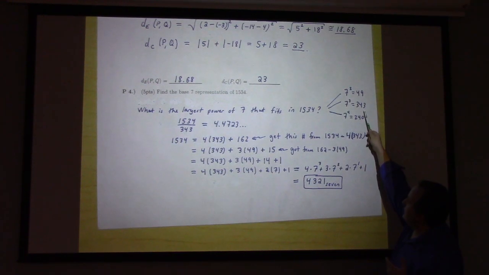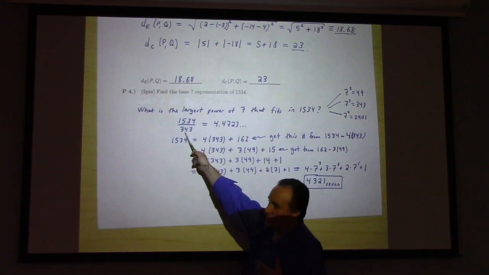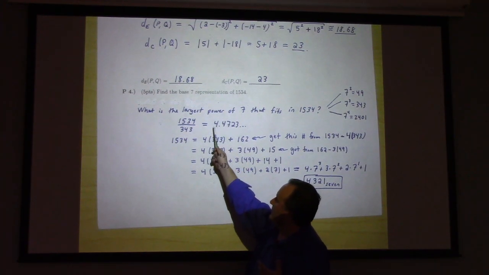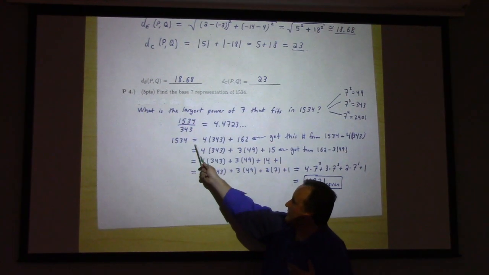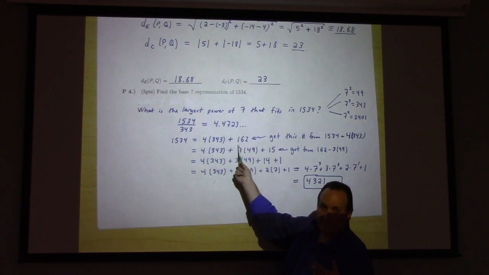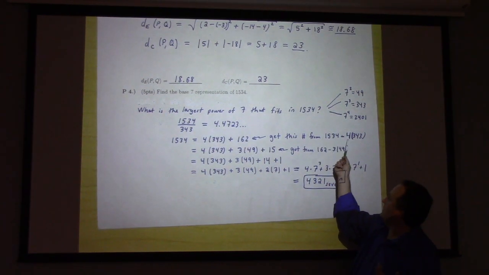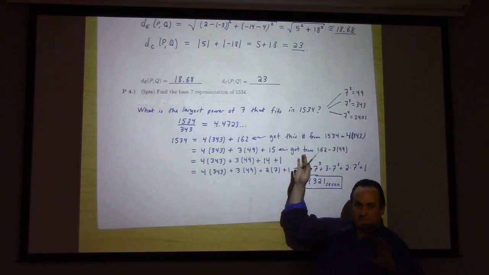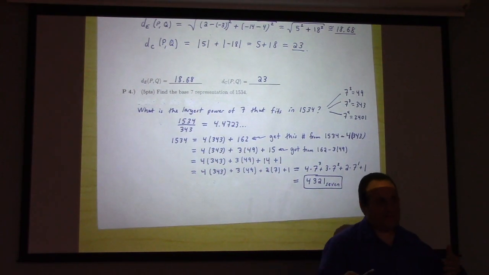So I figure out, how can I fit 343? I divide 1534 by 343, and what it gives me is 4.472 and so on. So this shows me that I can fit 4 copies of 343 into this number. So 1534 is equal to 4 times 343 plus 162. How do I get this 162 here? I use my calculator, all right? This is gotten from 1534 minus 4 times 343. That gives me 162, all right? So the most copies of 343 I can get are 4. That's it, right? I can't get 5, I can't get 6.